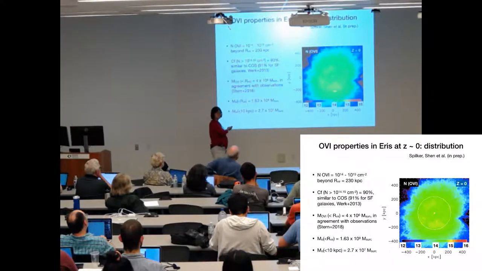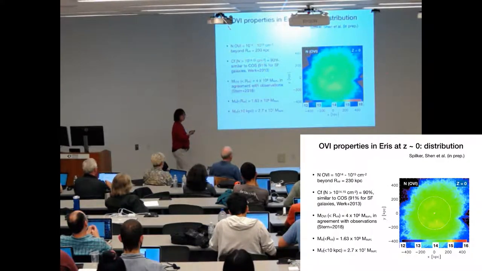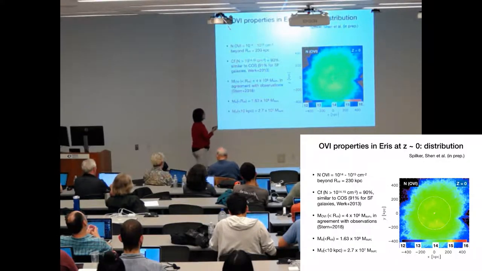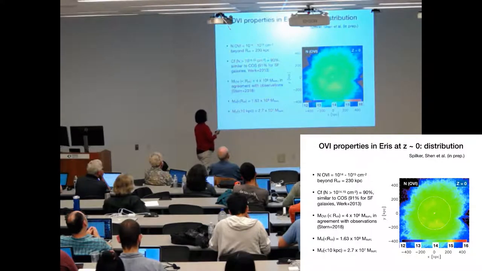This is a huge column here, a large column all the way beyond the virial radius. And that's how it looks in the ARIS simulation. The total amount of oxygen 6 is about a few times 10^6 solar masses, which is quite consistent with the COS data when they derived the total amount of oxygen 6.